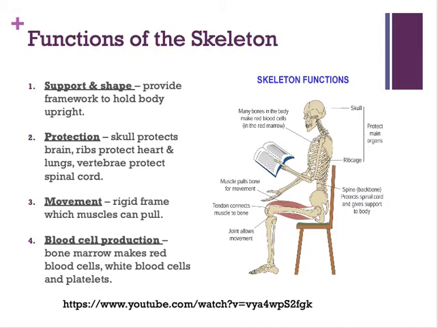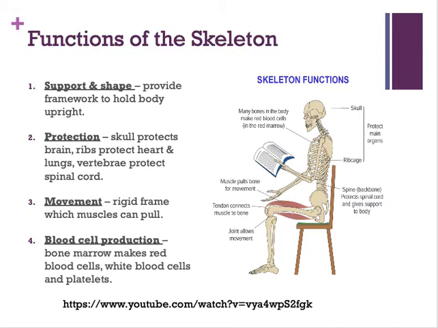Protection then. Different parts of the skeleton protect different soft internal organs, like your skull protecting your brain or your rib cage protecting your heart and lungs. Then movement. The bones are pulled on by muscles to keep our body moving.